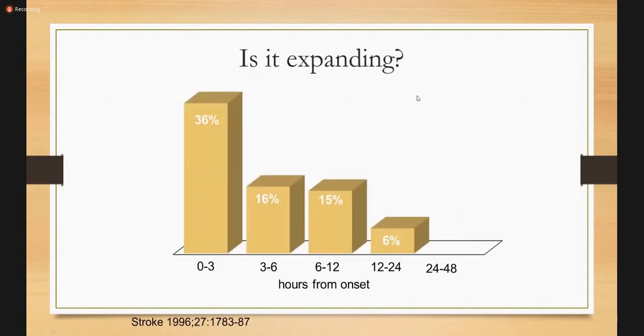This is how the expansion of the hematoma occurs. Within the first 3 hours, there is an increased risk of hematoma expansion, in 36% of patients. As time goes on, there is less chance of hematoma expansion.